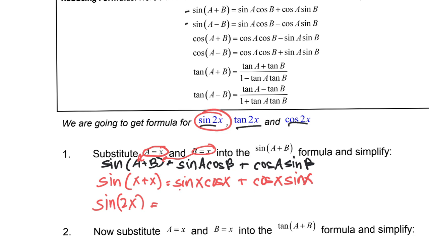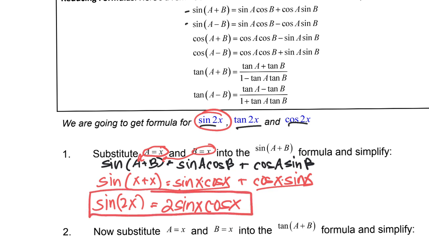And you can see that we have sine x times cosine x plus cosine x times sine x. Since these are multiplied, it doesn't matter which one goes first. So we actually have two of them. That is 2 sine x cosine x. And that is one of our formulas. So go ahead and put a box around it.